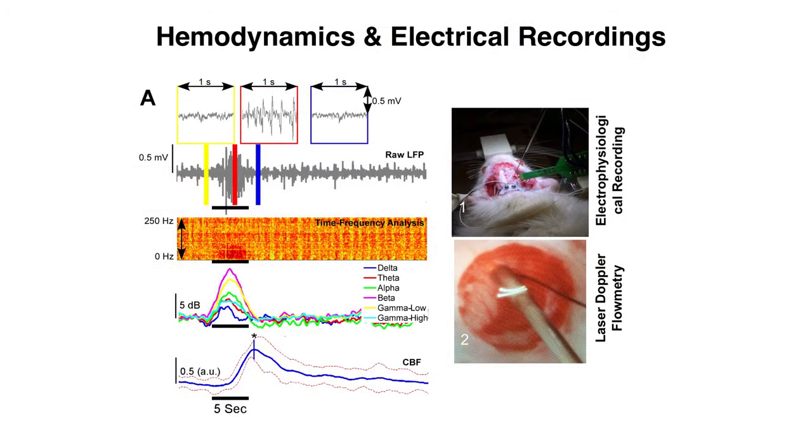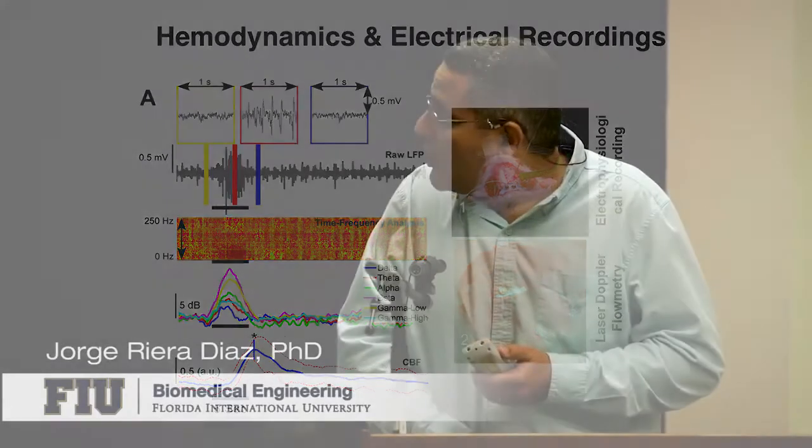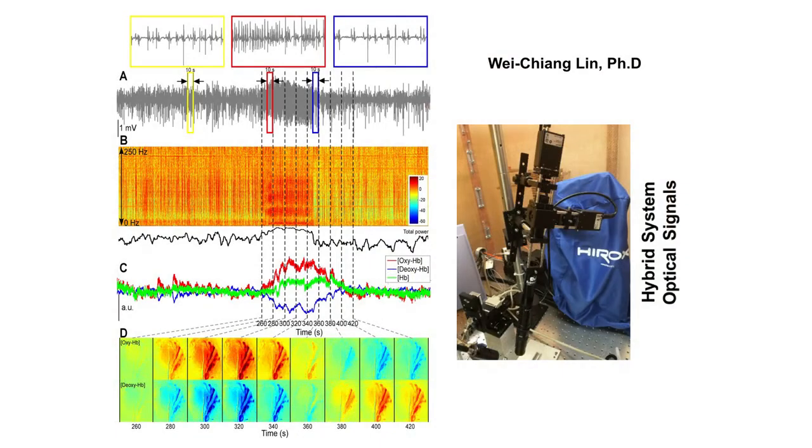We also bring these rats here to FIU, and we obtain intracranial recordings of local field potentials and also laser Doppler flowmetry. In collaboration with Dr. Lin, we have also been developing a technique to study hemodynamic spatial-temporal fluctuations in the brain of rats using optical imaging.